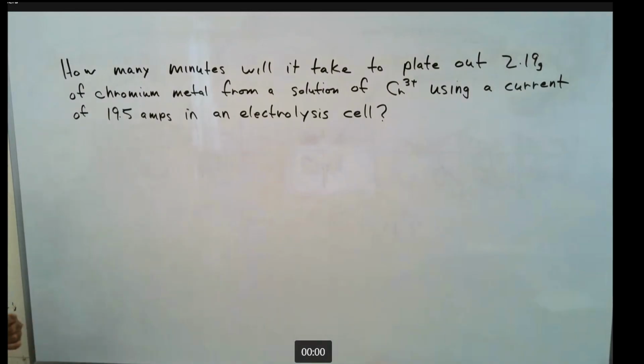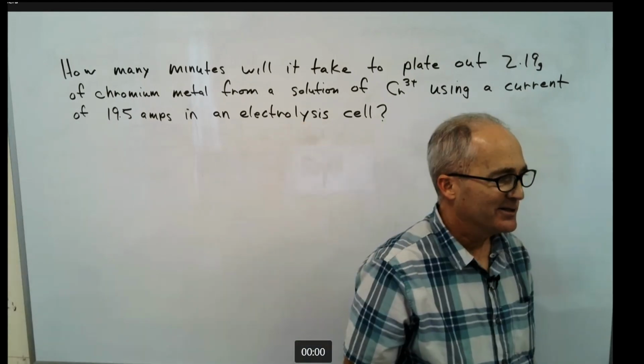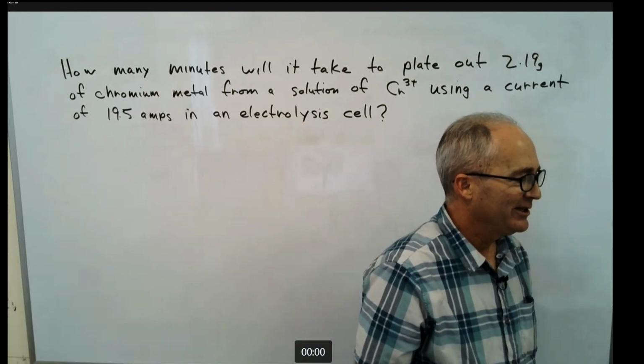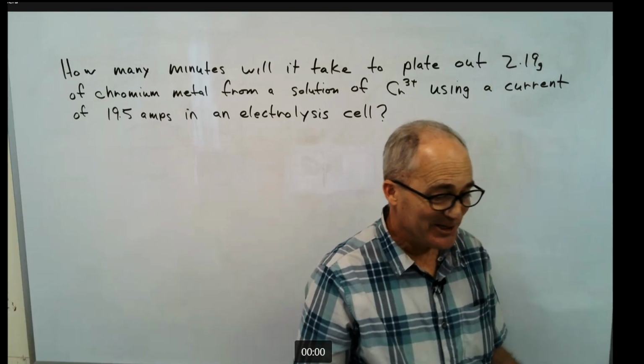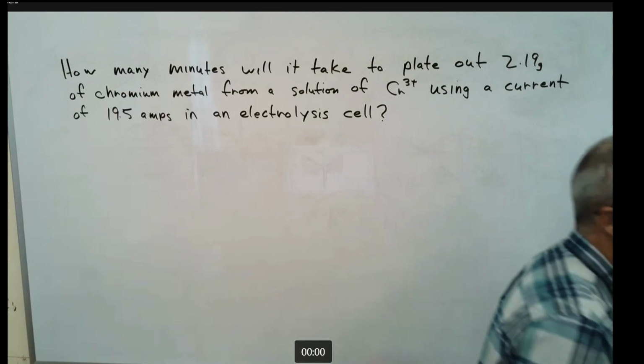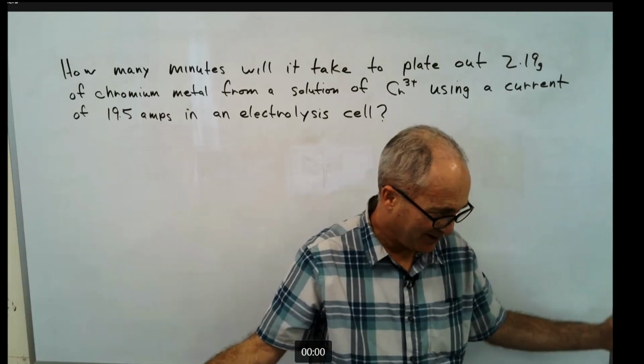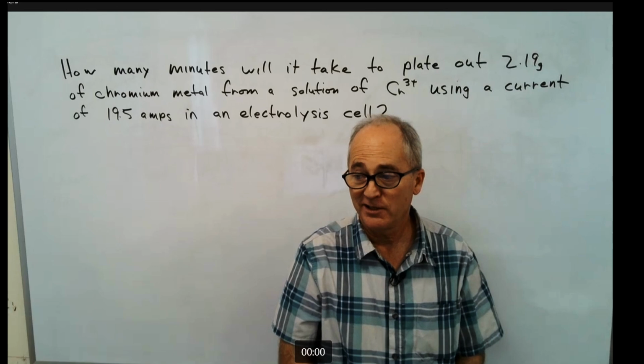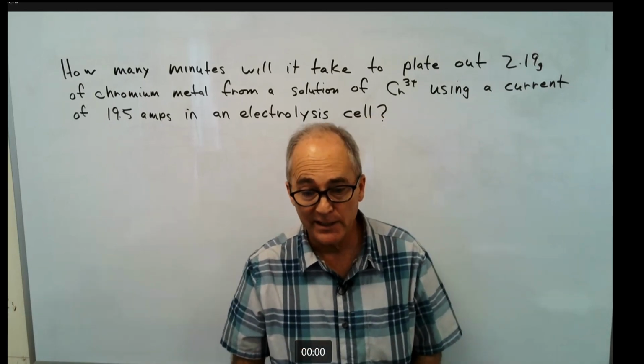How many minutes will it take to plate out 2.19 grams of chromium metal from a solution of chromium-3 using a current of 19.5 amps in an electrolysis cell? So you got your custom Harley and you want to chrome plate your kickstand. You take it to an electroplater, and there's an electroplater in town. Any town this size has a place where you can have various electroplating done.